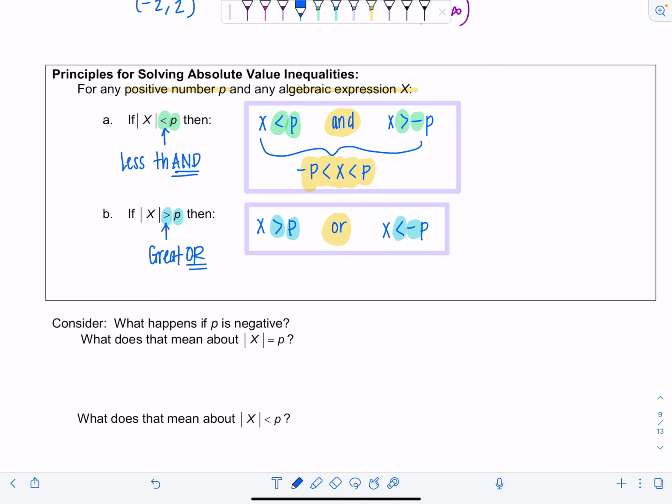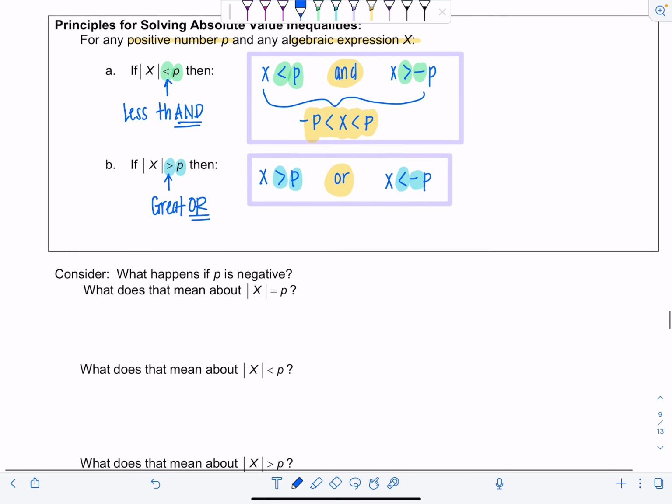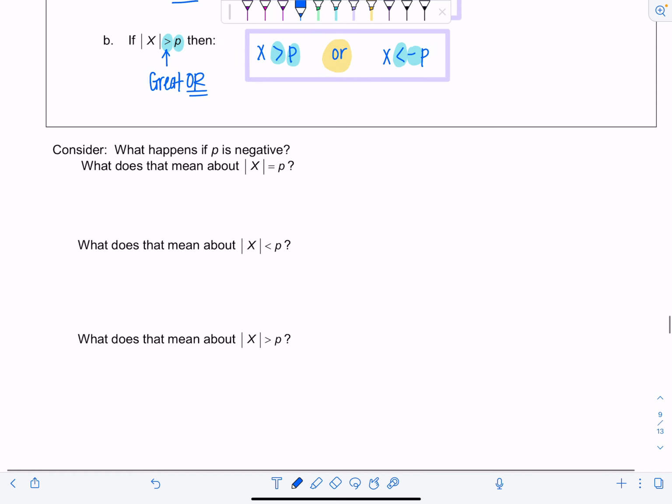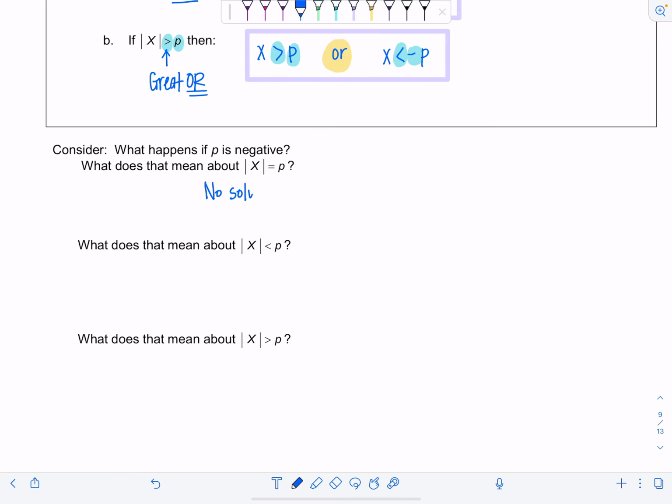Now, let's think about what it would mean, however, if p is negative. So if we have the absolute value of x and it equals p and p is negative, just like we looked at in the previous examples, we would have no solution. What if you have the absolute value of x is less than p, and again, p is negative? So think like absolute value of x is less than negative 5. Is that possible? Can you take the absolute value of something and it be less than a negative number? No way, there's no solution.